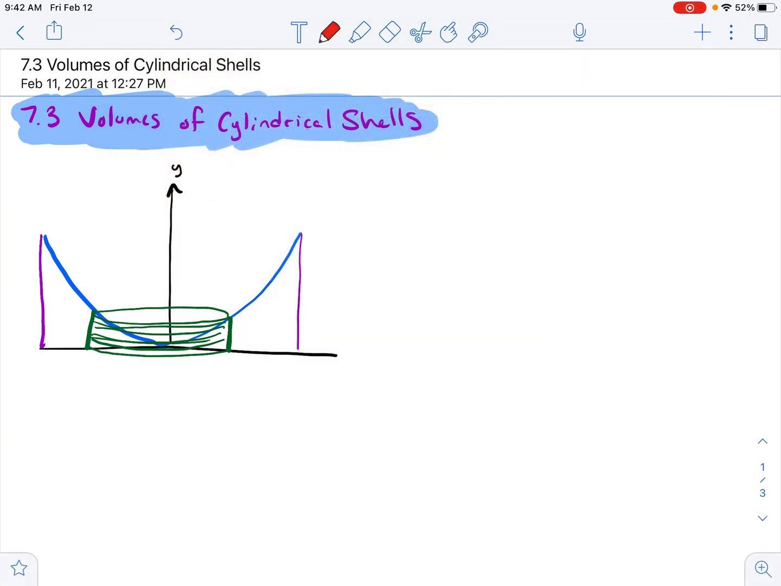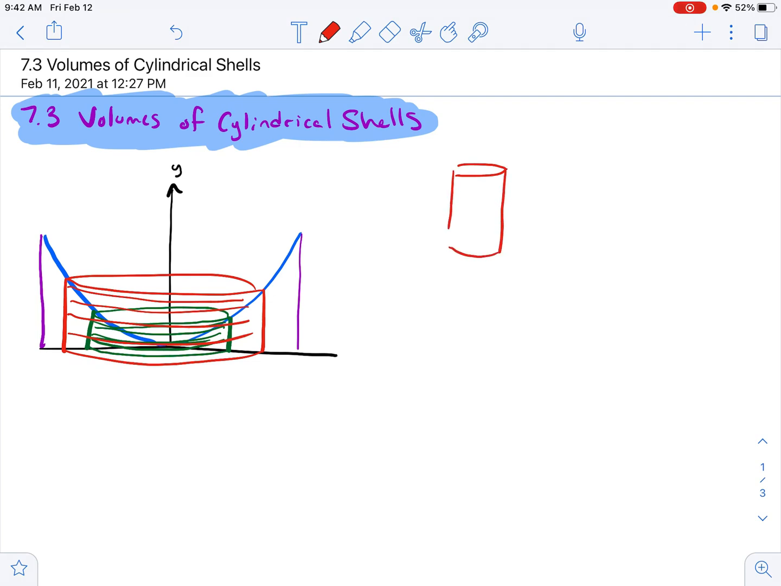I can take a slice anywhere. I could take this vertical slice and wrap it around, and I'm going to get what's known as a cylindrical shell. A cylindrical shell is basically a cylinder without a top or bottom. It's just the outside of it. Think of an empty paper towel or toilet paper roll. Those are cylindrical shells. They have no tops or bottoms.